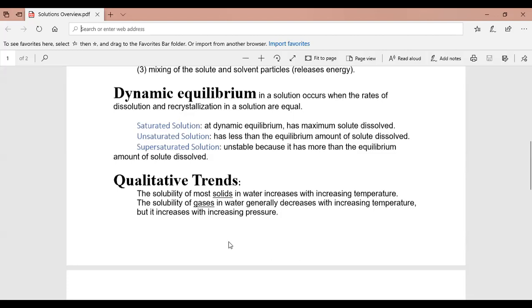Another important trend for gases has to do with pressure, that you can also increase the solubility of a gas by increasing the pressure outside the solution. This is why your soda is kept under pressure, and you can hear that pressure being released when you open your soda.